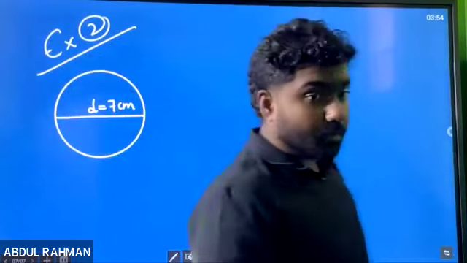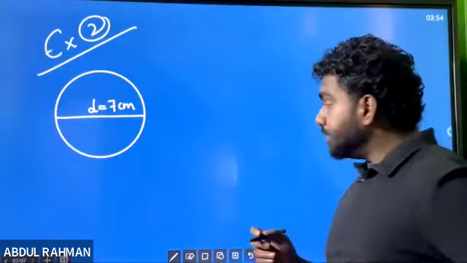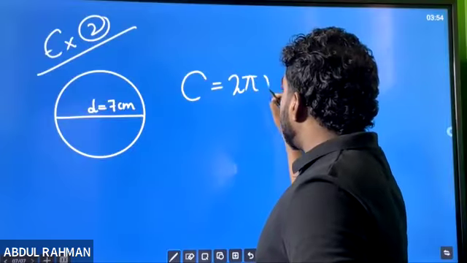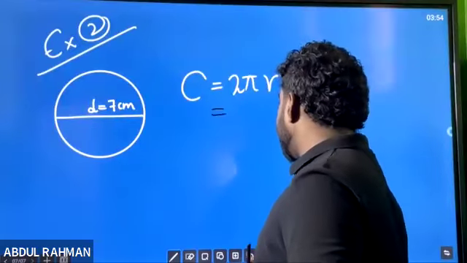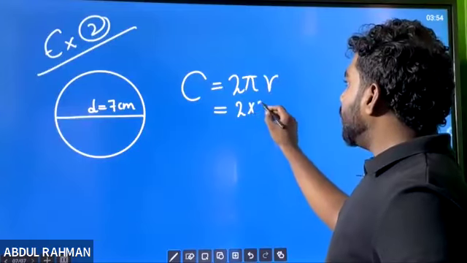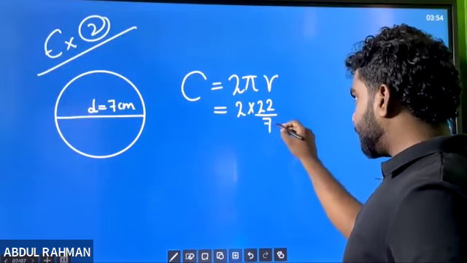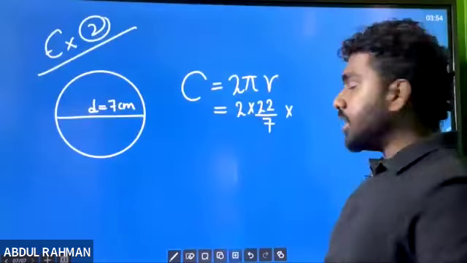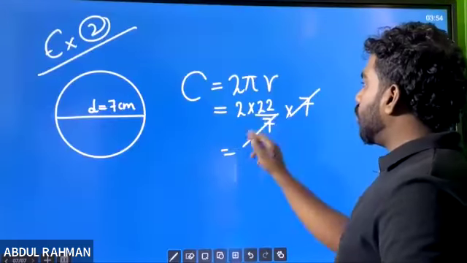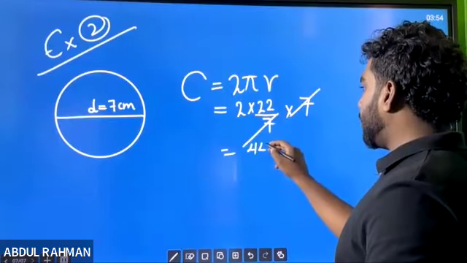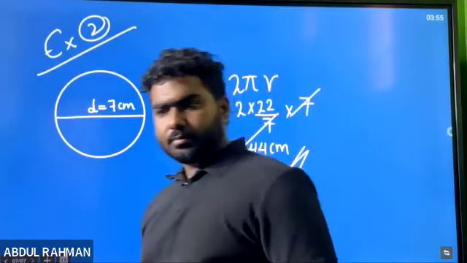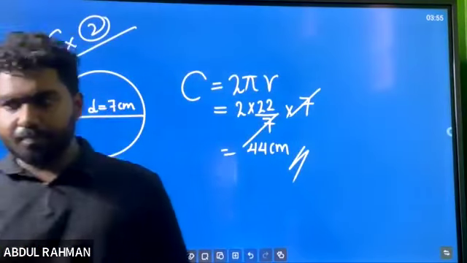Now, I'm going to write the equation. What is the equation? C equals 2 pi r. I'm going to write 2 pi r, 2 into 22 over 7. Radius is 7 centimeters, so I'm writing 7. 7 and 7 get cancelled off. 2 into 22, what is the answer? 44 centimeters. Those who got this answer, give me a thumbs up.